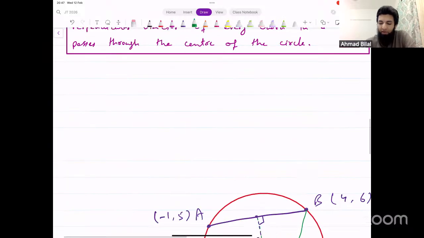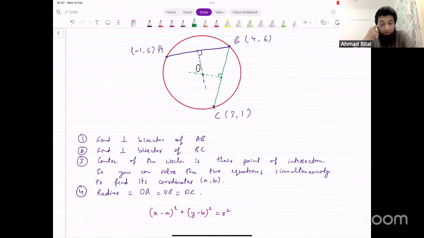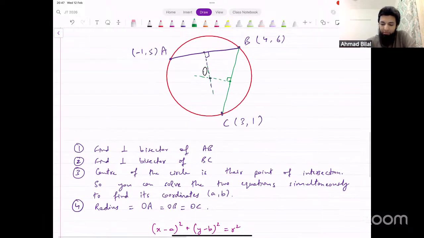So if you have any two chords in a circle, this is the process that you can use to find the center of the circle. You find the equation of one perpendicular bisector, find the equation of the other perpendicular bisector, solve them simultaneously, and you get the coordinates of the center. Does this process make sense to you? Ibrahim, are you still there? Yes, sir. I haven't seen this one.